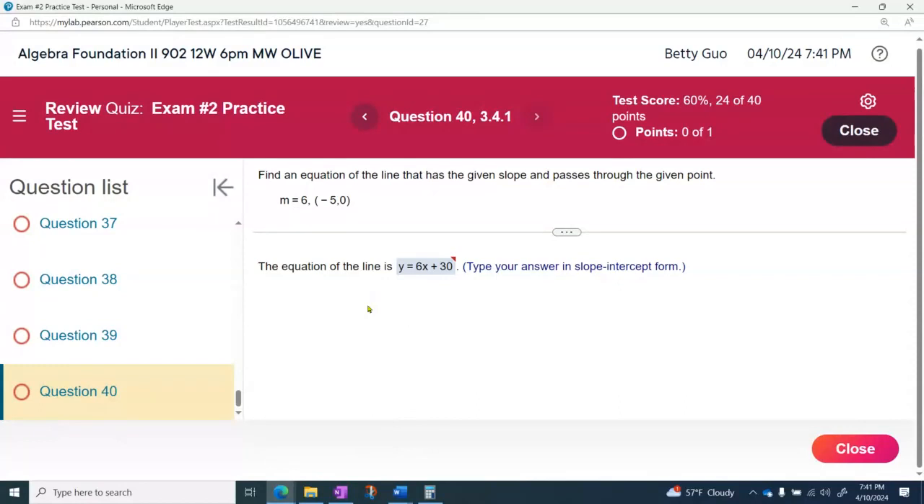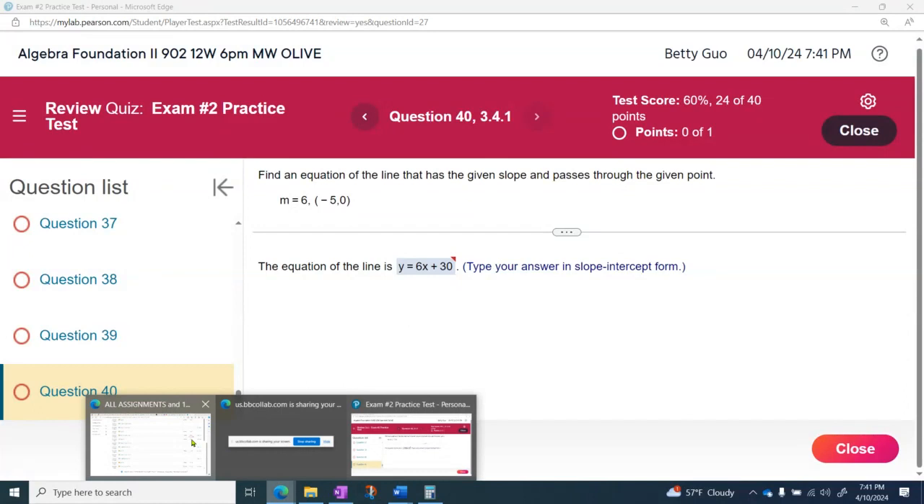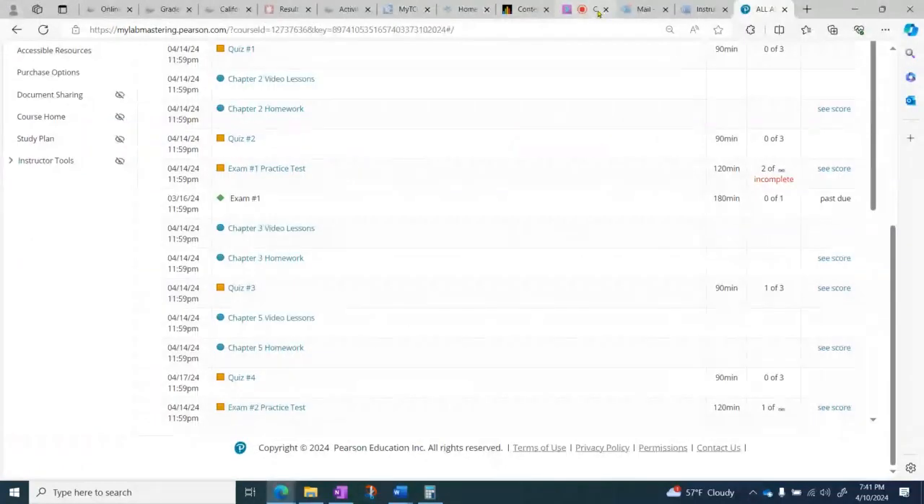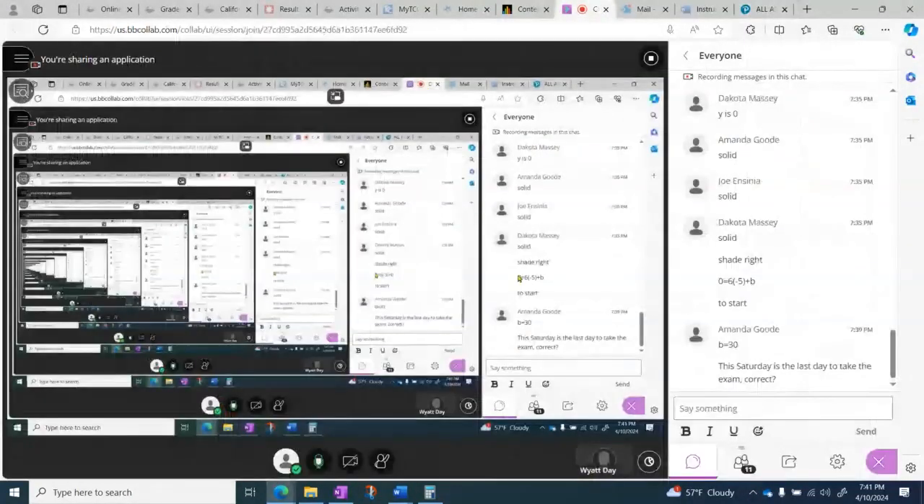Get a calculator, scientific calculator. And if you want to take the exam on the Saturdays, figure out the hours. Okay? This Saturday is the last day to take the exam.